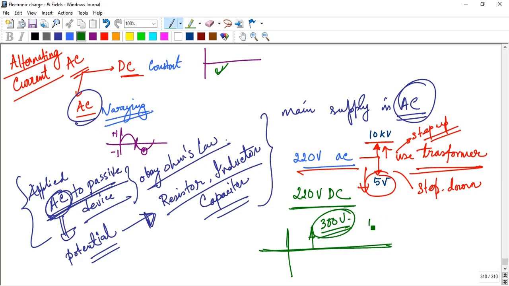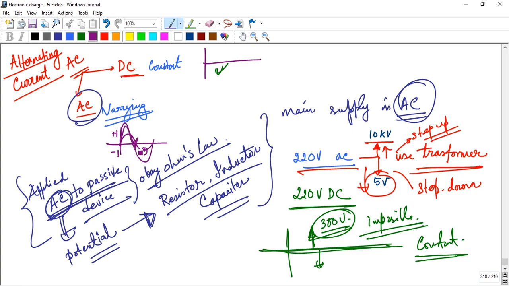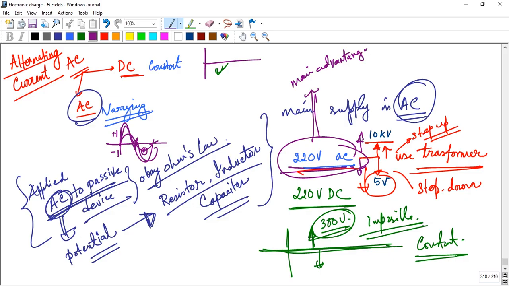It is possible to step up or step down AC, because it is varying, while DC is constant. That's why we can easily step up or step down the AC supply. That's the main advantage of AC over DC.